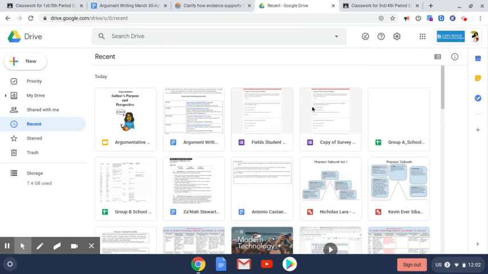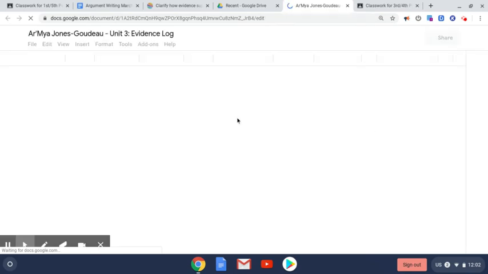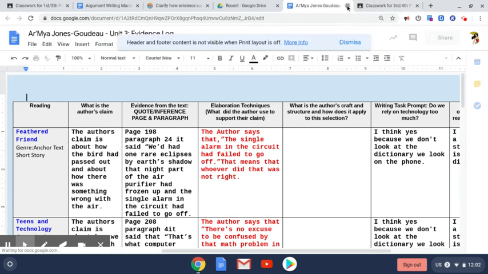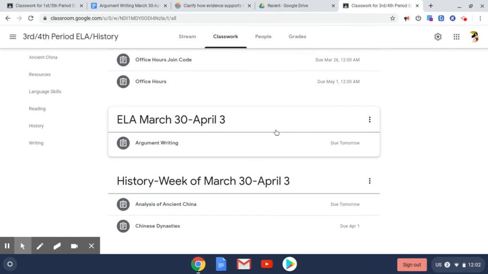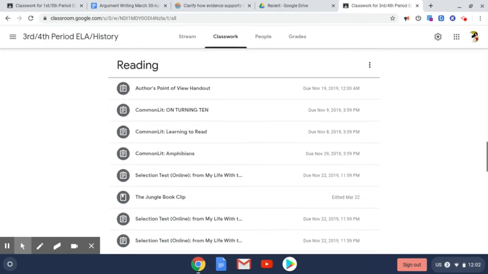Now, where are we going to find this evidence? You may remember before we went off track, you all created an evidence log. Here's an example of one from our Maya that we started in class. All of you guys should have your evidence log. Now, your evidence log has all the work that we did before we went off on the school closure.